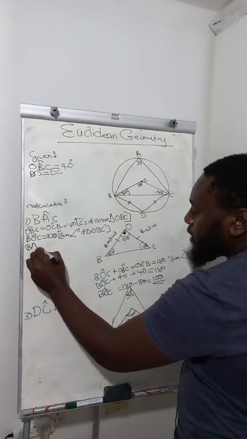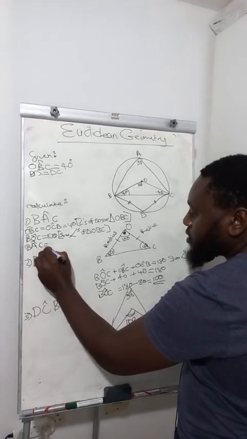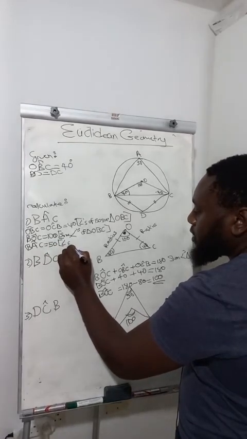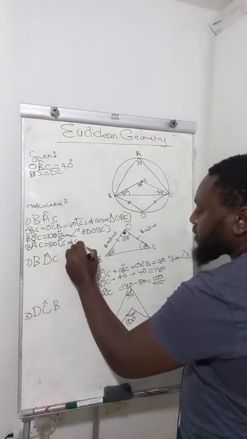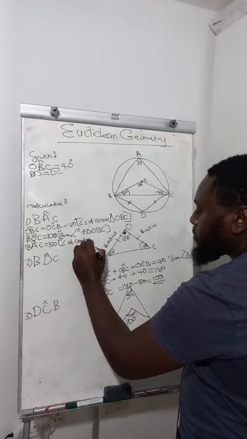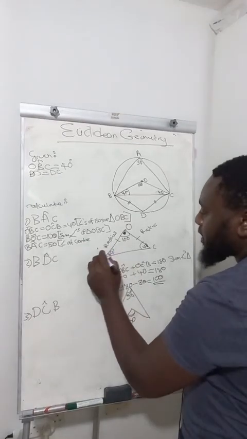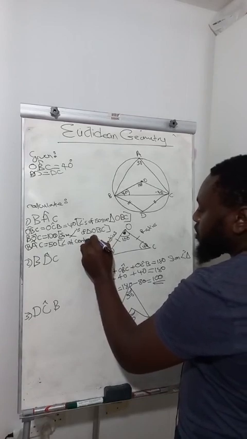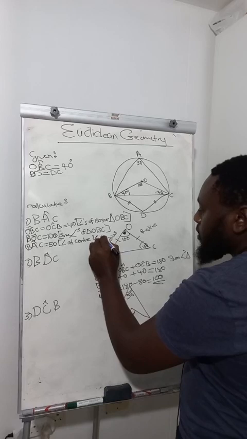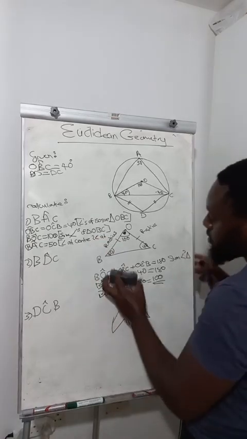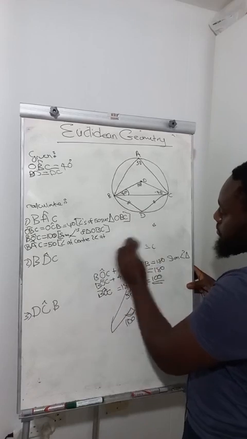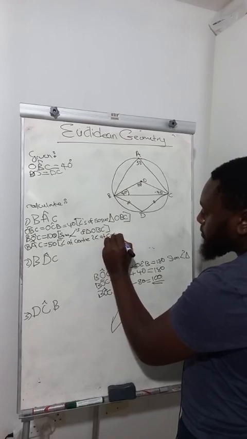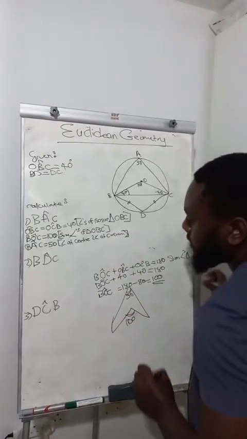Then you'll say BAC is equal to 50. The reason will be angle at center is twice angle at circumference. You'll have something like this.